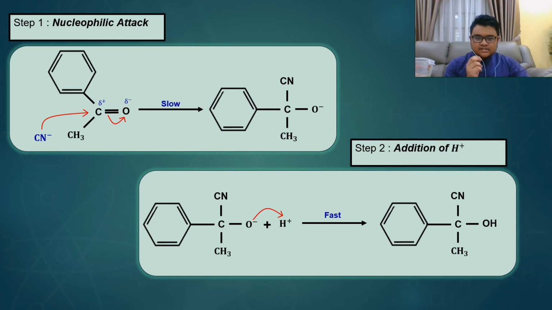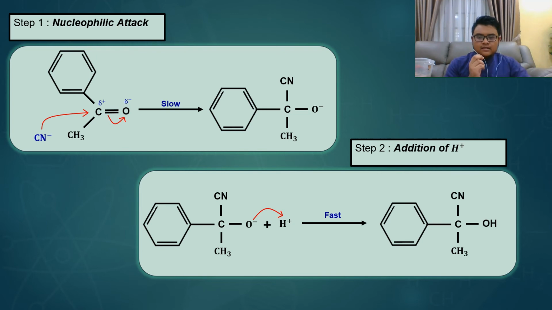So the C is delta positive, while the oxygen in the carbonyl group is delta negative. Therefore, C is the electrophilic site, so it will be attacked by the nucleophile, which is CN minus. If we refer to the arrow, the CN minus attacks the carbon, the electrophilic site. The bond between C and O will break heterolytically, so the arrow is a double-headed curved arrow.